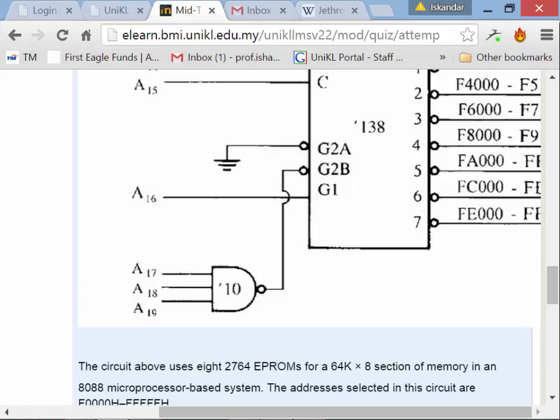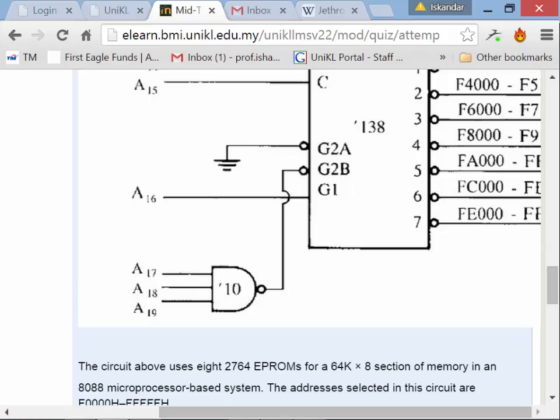Everyone see the 3 chip selects? G1, G2A, and G2B. All 3, just as in the previous problem, both those chip selects had to be active. All 3 of these chip selects have to be active in order for any of these outputs to be low. This chip has to be selected. That's the key part of this problem right here.